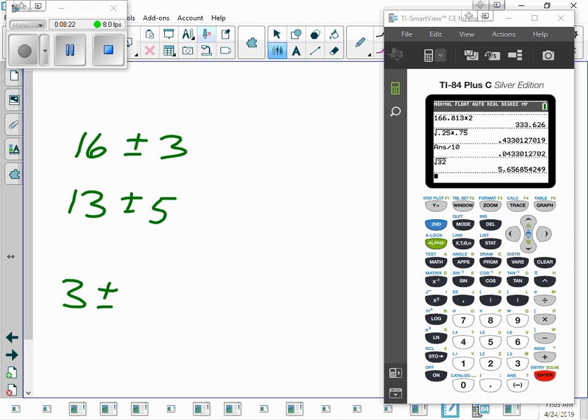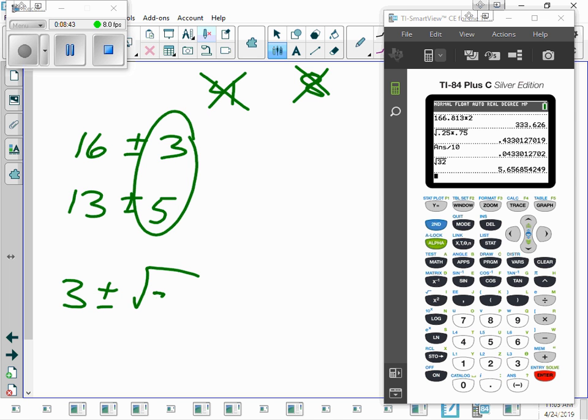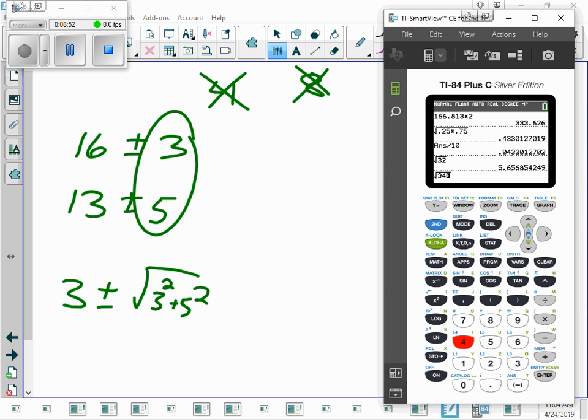So one thought is to add these together, but that will always be too big. So 8 is going to be too big. The other thought is to average them. 3 plus 5 is 8 divided by 2 is 4, and it turns out that 4 is too small. So we're going to do the square root of 3 squared plus 5 squared, which is 9 plus 25 is 34. The square root of 34 is 5.83.